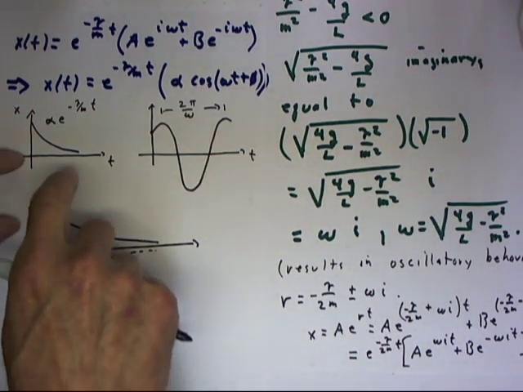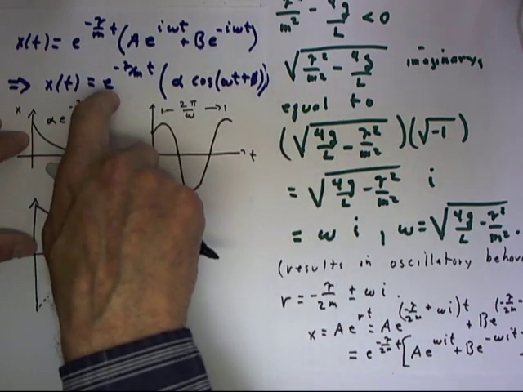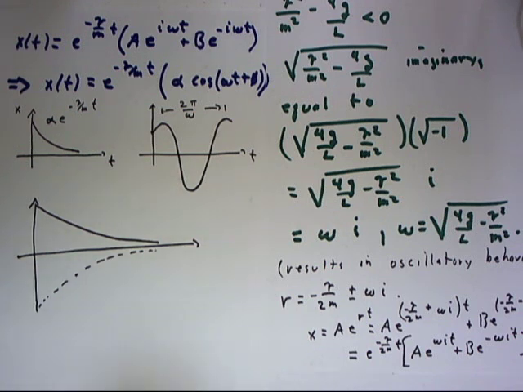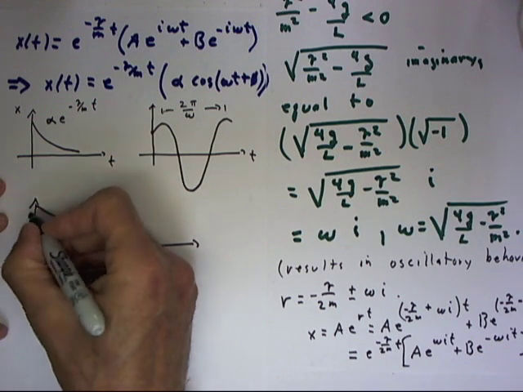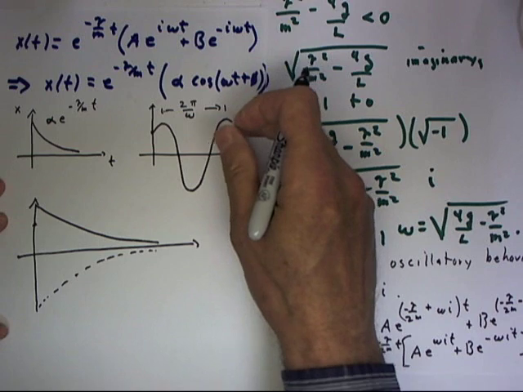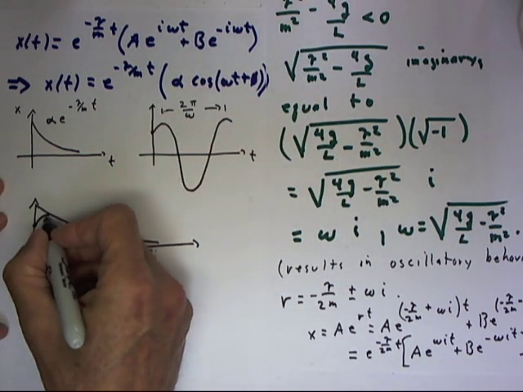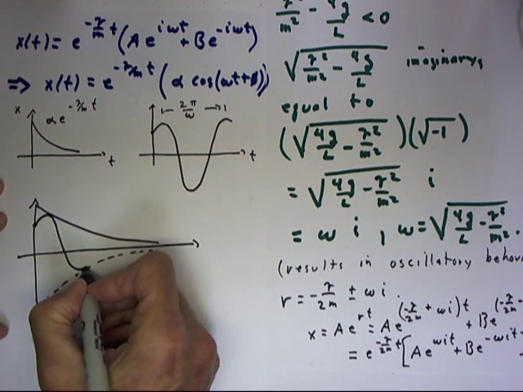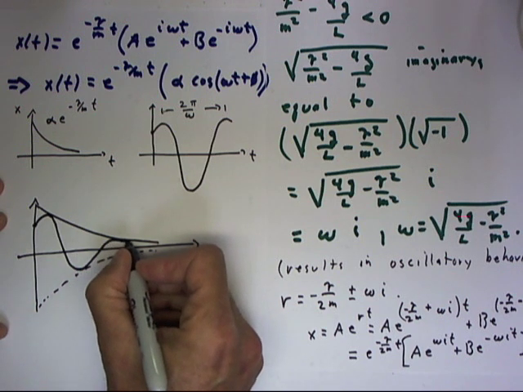When we multiply the values of this function by the values of this function, because of course this function is multiplied by this function, we end up with an oscillatory function that has the same period as this one, but which oscillates between the two exponential curves.